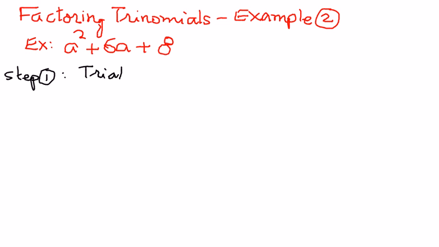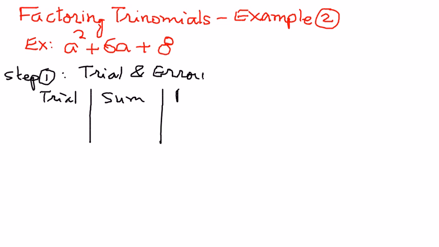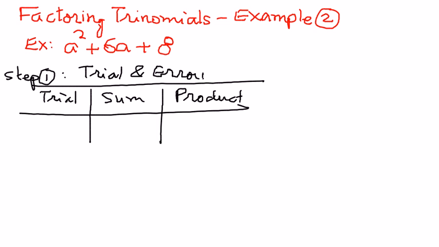Let me write that, trial and error process. In this process, what are we trying to do? We want to pick two numbers, and see if the sum equals the middle term and the product equals the last term. Let me do that here. So if I were to pick two numbers, let me say 3 and 3.